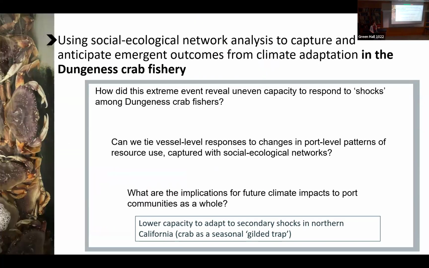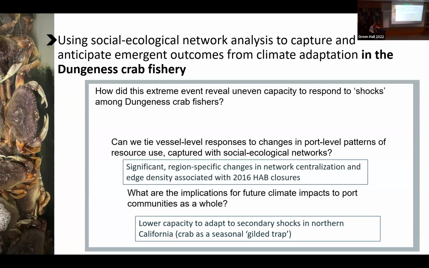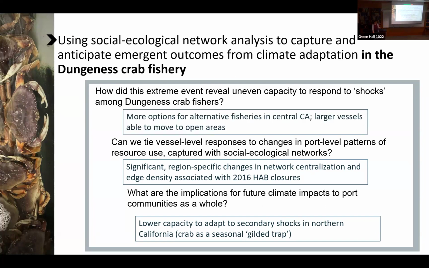So just to sum up all of those different threads of thought here, I just talked about how a lower capacity to adapt to secondary shocks in Northern California creates what might be called a seasonal gilded trap in the fishery. And this was a conclusion that we drew based off of significant and region-specific changes in network centralization and edge density as a result of the 2016 closures. And those significant changes were related to some of the vessel-level responses that we observed in the fishery landings data, which varied by region and also between small and large vessels in some cases.